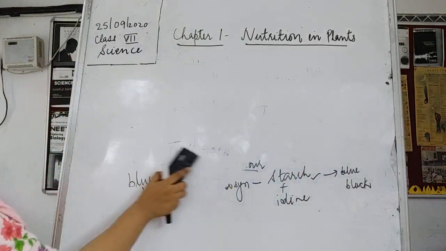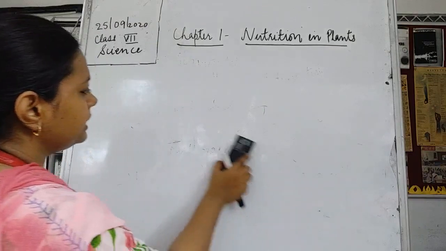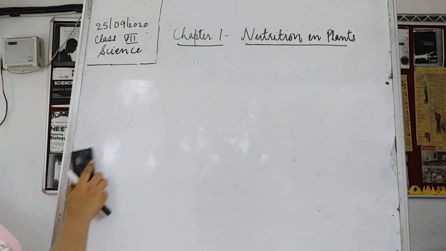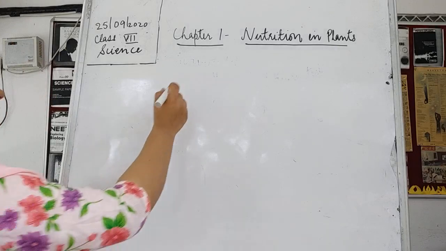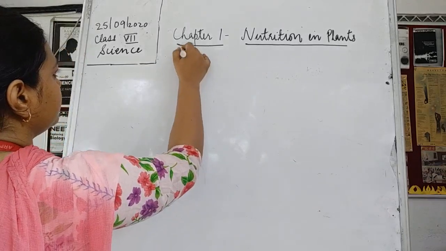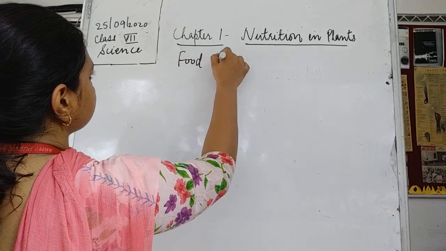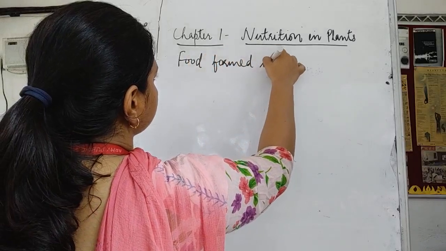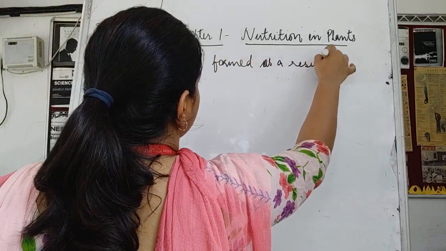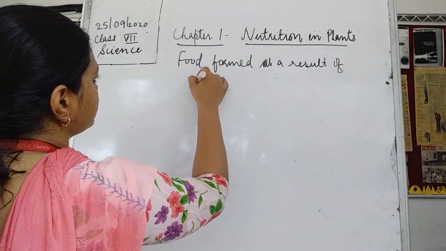We'll read that. So this was about the iodine test, children, and then I'll give you the result of photosynthesis. It results in food formation. So other than carbohydrate, the food which is formed as a result of photosynthesis.